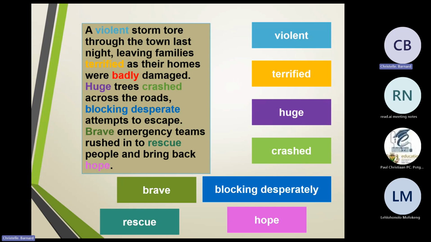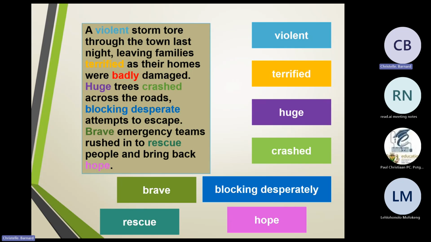It's not only a tree, it's a huge tree. So it creates a specific picture in our mind. And the tree didn't just gently fall down, it crashed. So immediately if you hear the word crash, it also brings up certain emotions of fear, because if you think of a car crash or any other type of crash, there can be injury involved. So that also creates an emotion of fear.